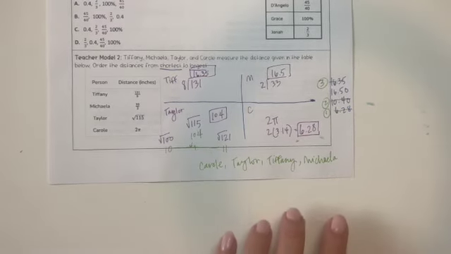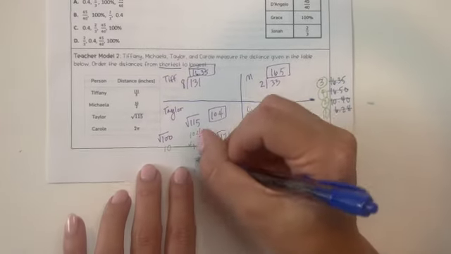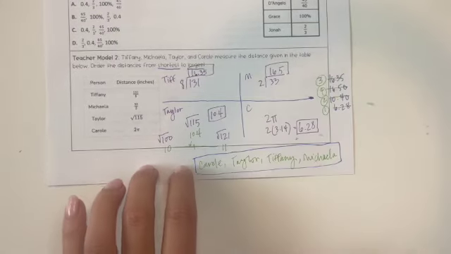I've simplified all of them to decimals, then compared, then answered my final question, boxed my answer, and that is how I compare sets of real numbers.